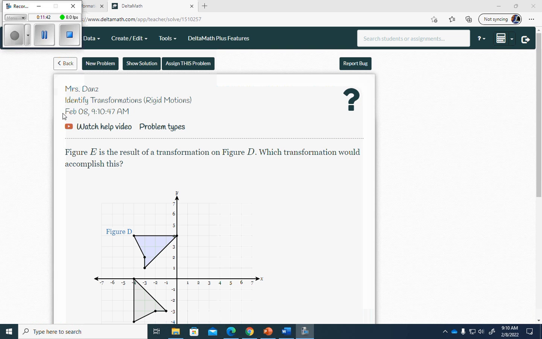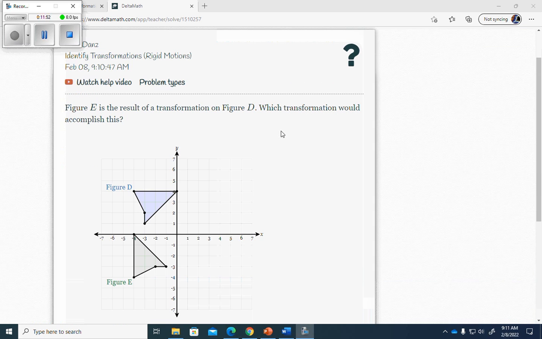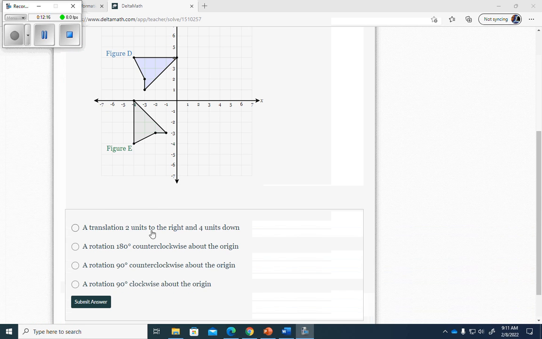So when you go to Delta Math, please remember that there is a video here to watch if you're unsure of what to do. I could look through a problem with you right here as you're watching just to make sure you know what you need to do. It says that figure E is the result of a transformation on figure D. So it started as figure D and it became figure E. So which transformation would accomplish this? I notice it definitely looks like it turned. Okay, so it's got to be a rotation.